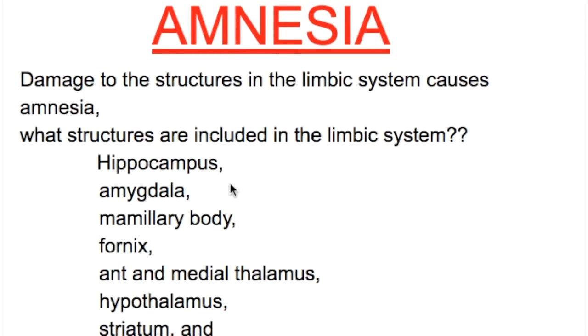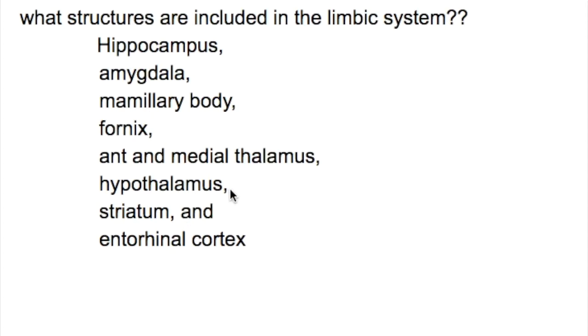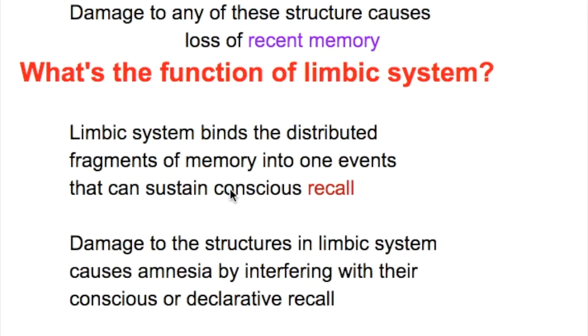What structures are included in the limbic system? Hippocampus, amygdala, mammillary body, fornix, anterior and medial thalamus, hypothalamus, striatum, and entorhinal cortex. Damage to any of these structures causes loss of recent memory.